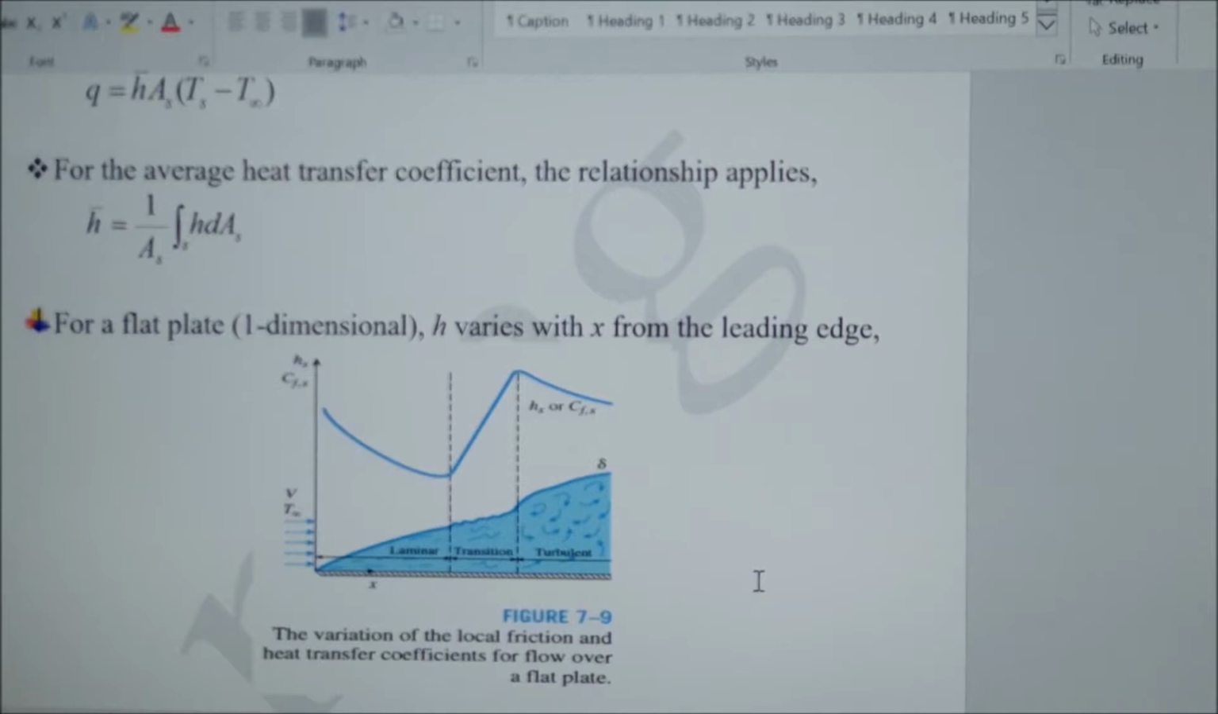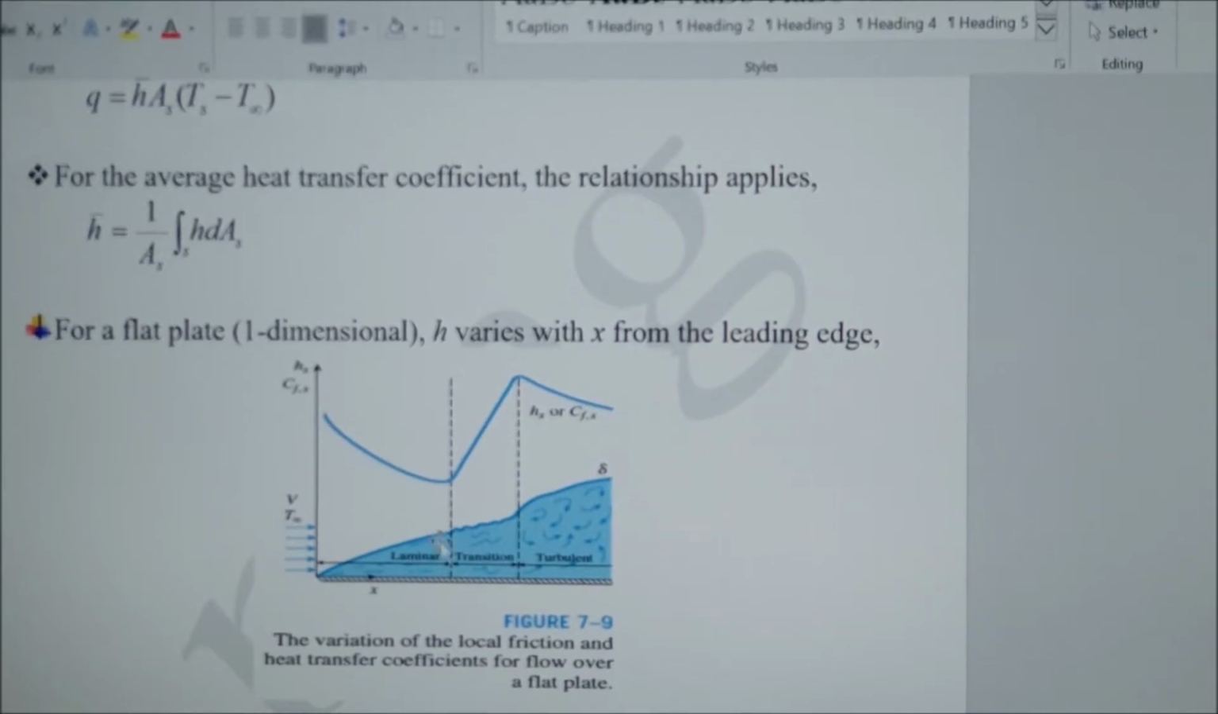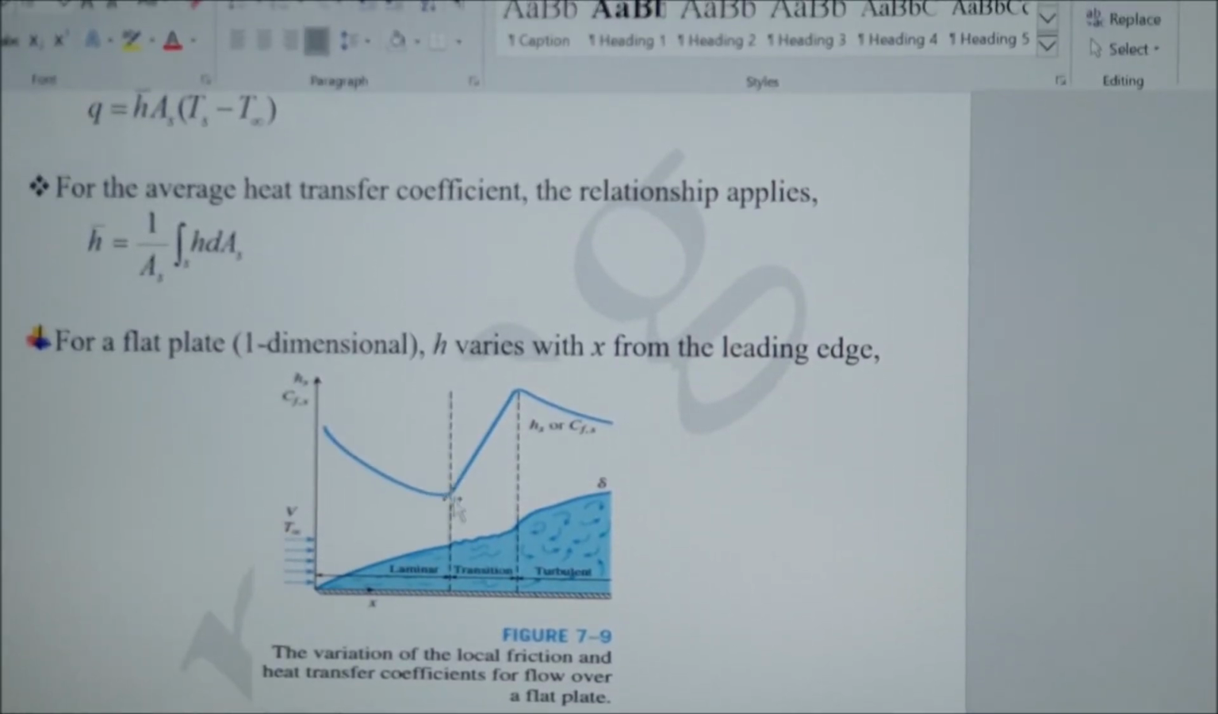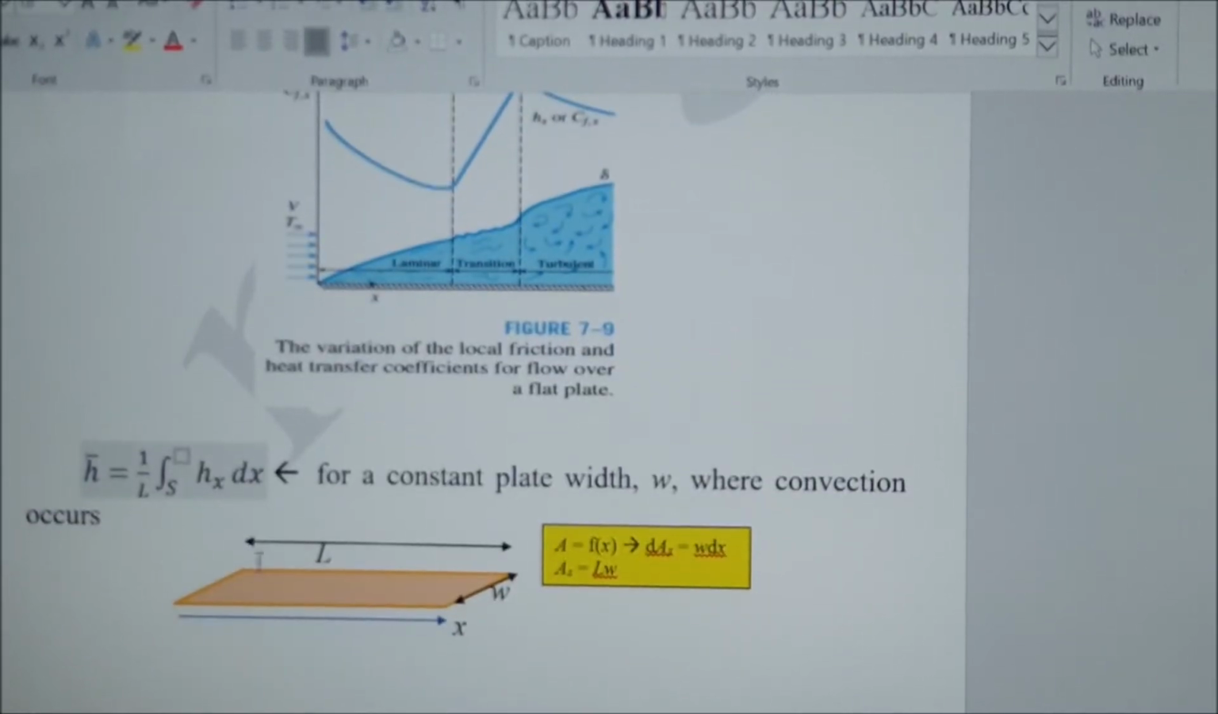This is taken from Cengel, figure 7.9. You see in the laminar region, the heat transfer coefficient decreases with x, and then during the transition, which for external flow is about Reynolds number 5 times 10 to the power 5, it increases within the transition region, and then it drops again in the turbulent region. So for the average heat transfer coefficient, we have this equation for constant plate width where convection occurs.